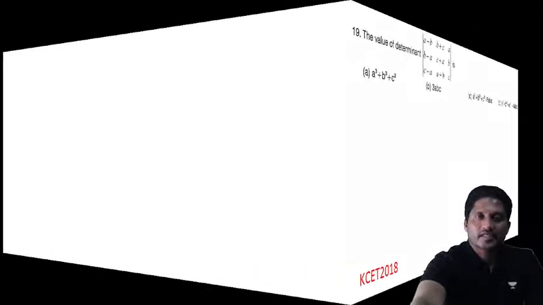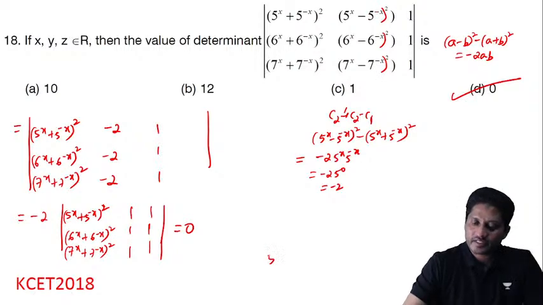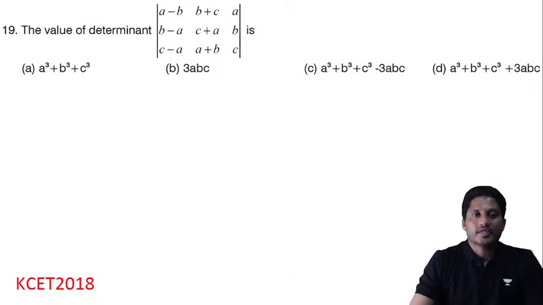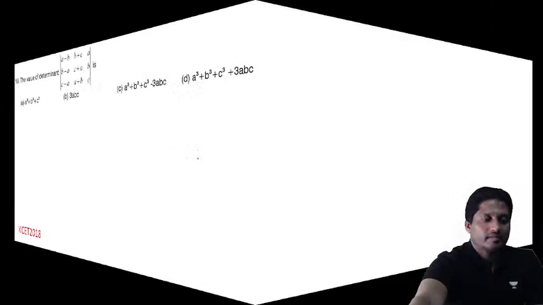So there's a correction here, guys. Here it should be a whole square. It should be 5 power x minus 5 power minus x the whole square. There's a correction, please do that. Question number 19. There's an error in the problem, so this is a bonus. Question number 20.